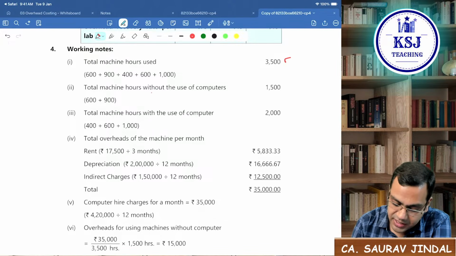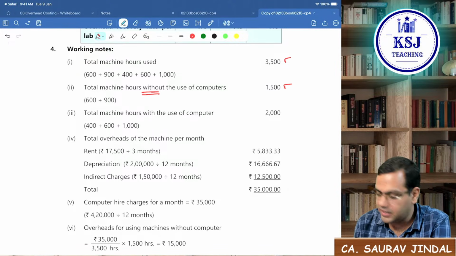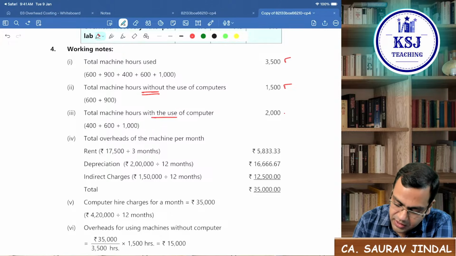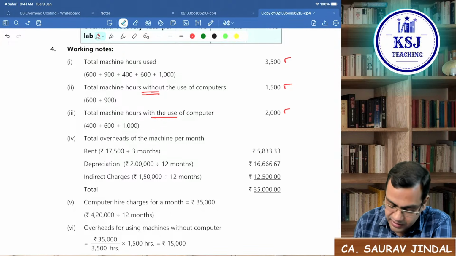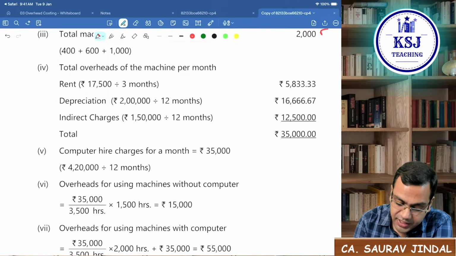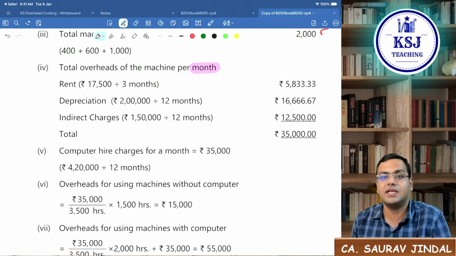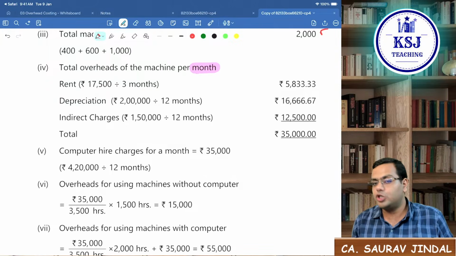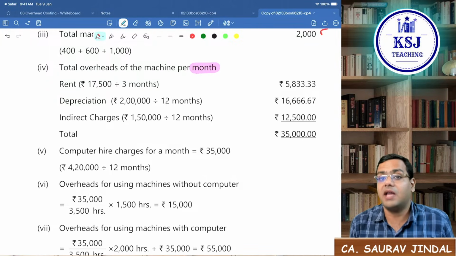Fine. Machine hours without the use of computer: 1500. Calculated. With the use of computer: 2000. Calculated. Now, total overheads for the machine per month, right? Why are we calculating it for the month? It is clearly mentioned in the question that the machine hour rate is to be calculated for the month.